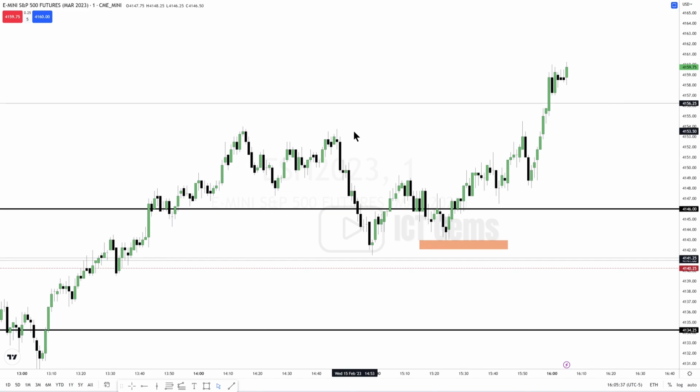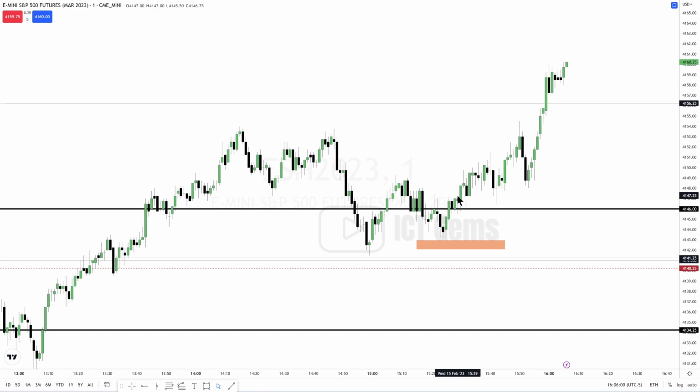So you could be a buyer trading down here, a volume imbalance, order block, buying that at the 15 minutes after 3 o'clock and expecting price to start delivering higher. And once it creates this scenario, you are entering into a buy program. A buy program is not a market maker buy model.